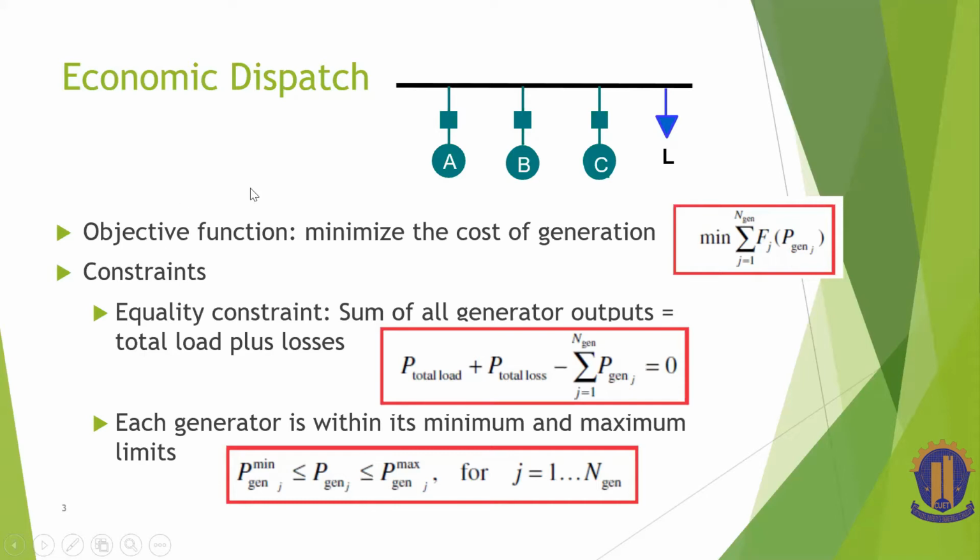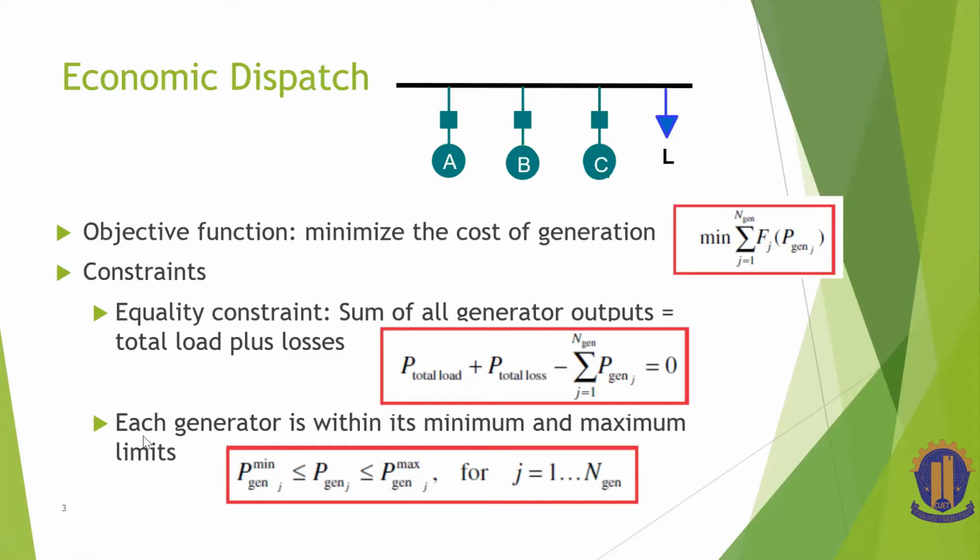This is the first objective. But there are certain constraints we have to fulfill. As we mentioned, the supply must be equal to the total demand plus the total loss from all the generators. This is one constraint, called the global constraint.